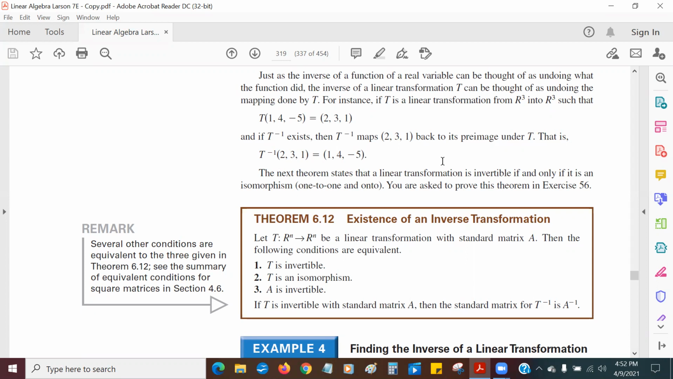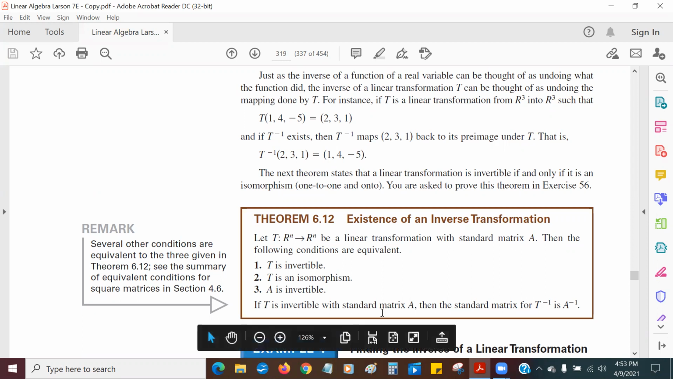Now here comes the big theorem. Drumroll, please. If T is a linear transformation from Rn to Rn with a standard matrix A, then the following conditions are equivalent: T is invertible, T is an isomorphism, and A is invertible. So basically, the matrix itself has to be invertible for the transformation to be invertible, and the transformation has to be an isomorphism, which makes sense because it has to be one-to-one and onto. These are cool conditions. And if T is invertible, then the standard matrix of the inverse is just going to be A inverse, which makes a lot of sense.